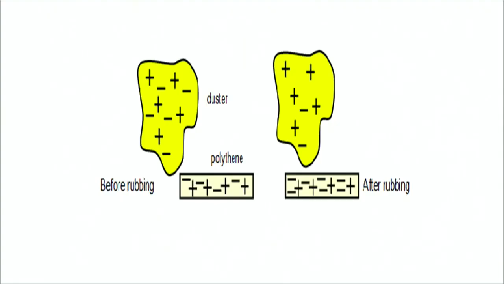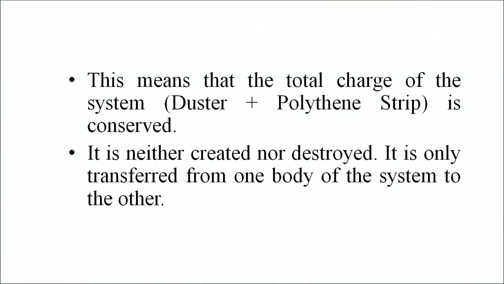Now, you take into account the total charge of the polythene strip and the duster. You add them up, and the net charge will be 0, as it was before the rubbing. This whole experiment can be summarized into 2 points: first, the total charge of the system, duster plus polythene strip, is conserved. The second point is that charge is neither created nor destroyed. It is only transferred from one body of the system to the other.